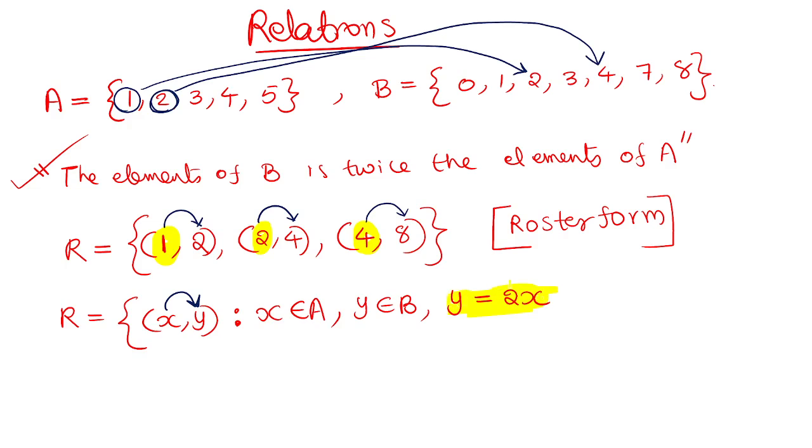Y equal to 2x. So why do we prefer the set builder form in most situations? Because if there are plenty of ordered pairs, roster form is very difficult. So in that case, we will check each ordered pair and check the relation between x and y. Okay, so this is the set builder form of a relation.